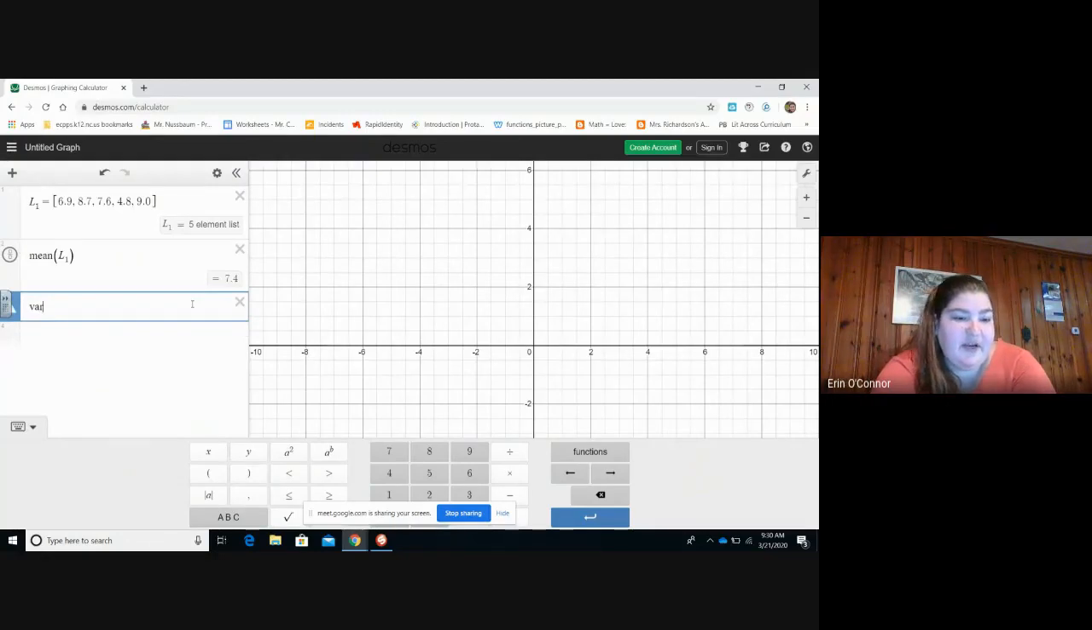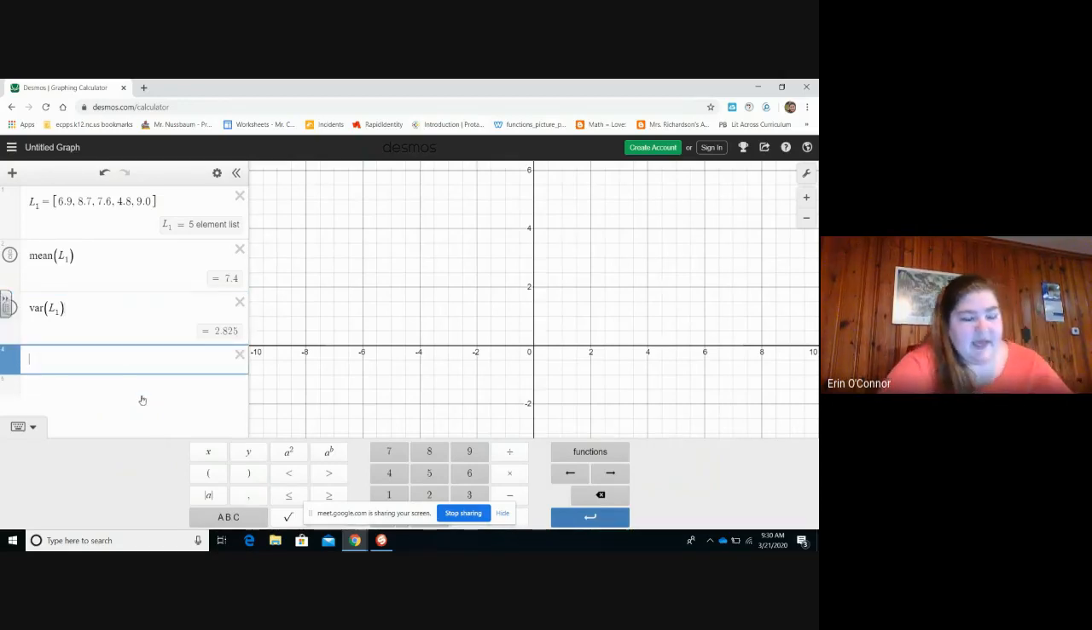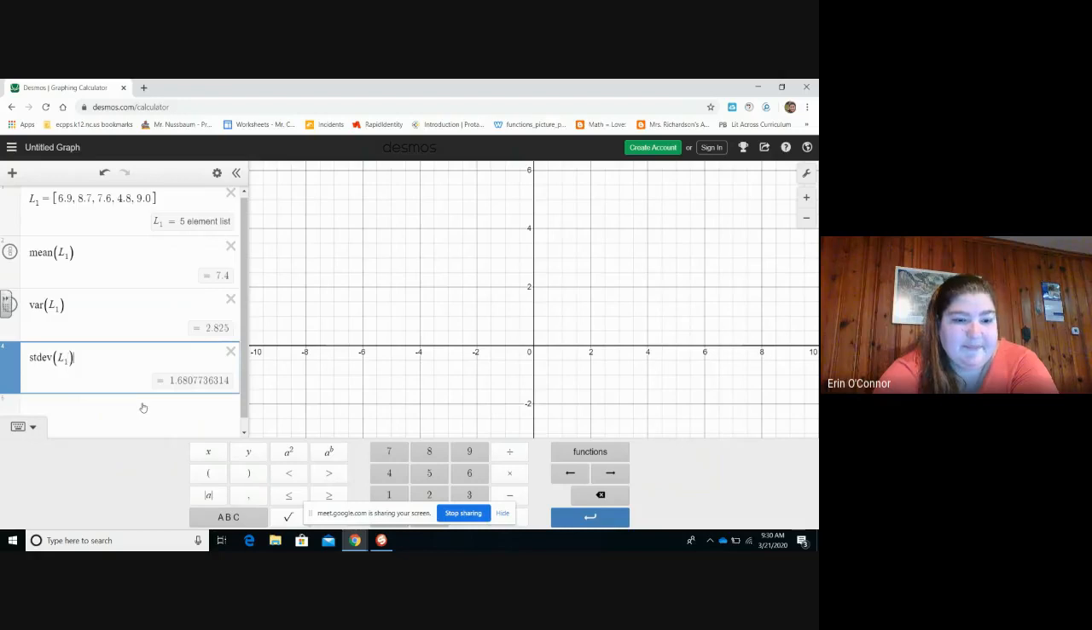So now I'm going to do the variance, or var, of L1, and it's 2.825. And generally, when it does have a finite decimal like that, we want to write the whole thing. So I just wrote it on my paper. Make sure you write it on yours. And lastly, the standard deviation. Remember, it's STDEV of L1. And that's going to be 1.68.